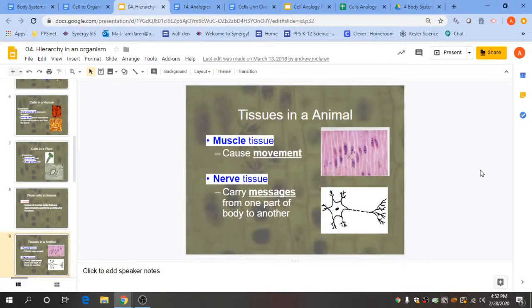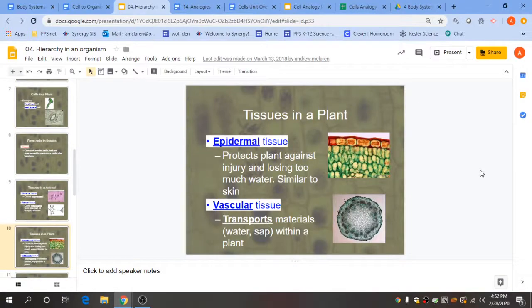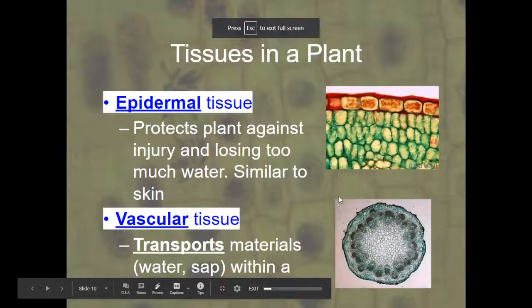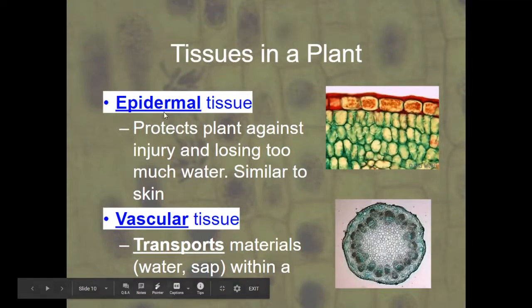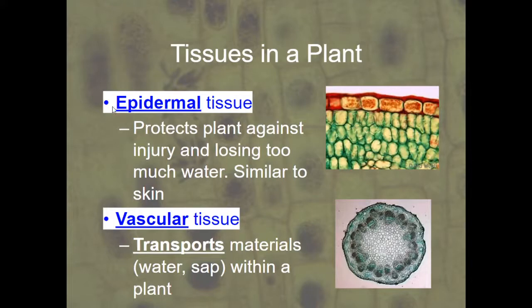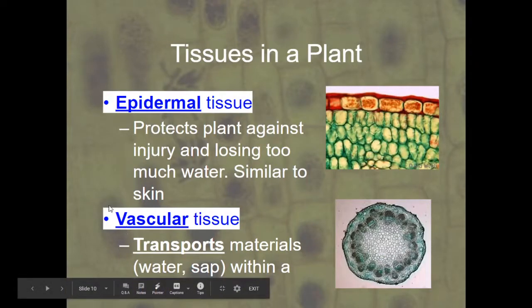Okay, so let's go ahead and look at the next one. We've got tissues in a plant like epidermal tissue and vascular tissue. So epidermal, if you know dermal, that means skin, and then epi, that means top or highest. So this is the highest level of skin for a plant. It's the outer layer. Essentially, it's skin.